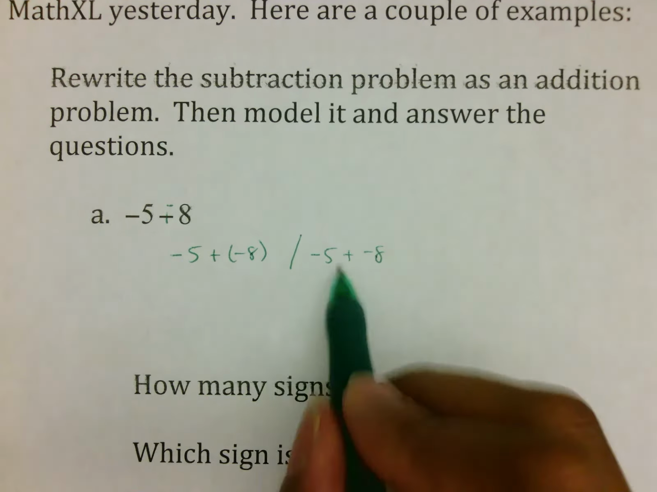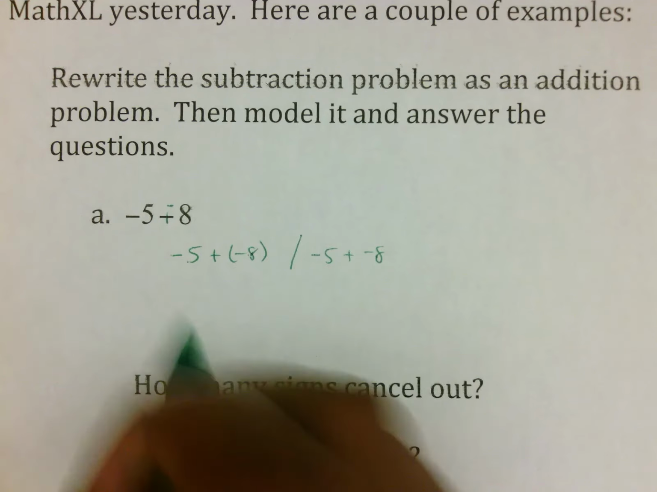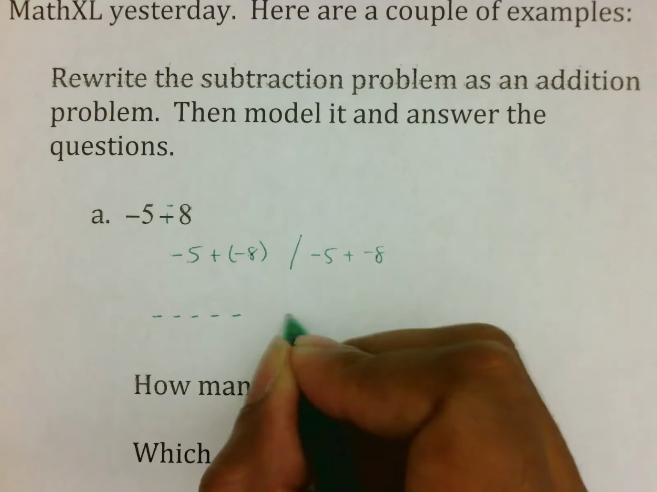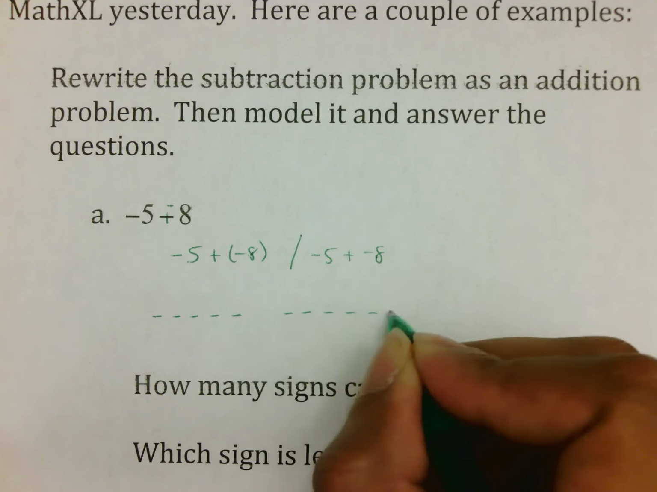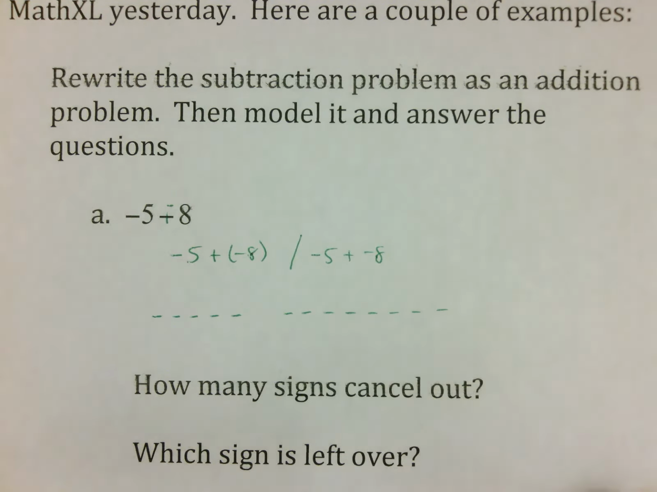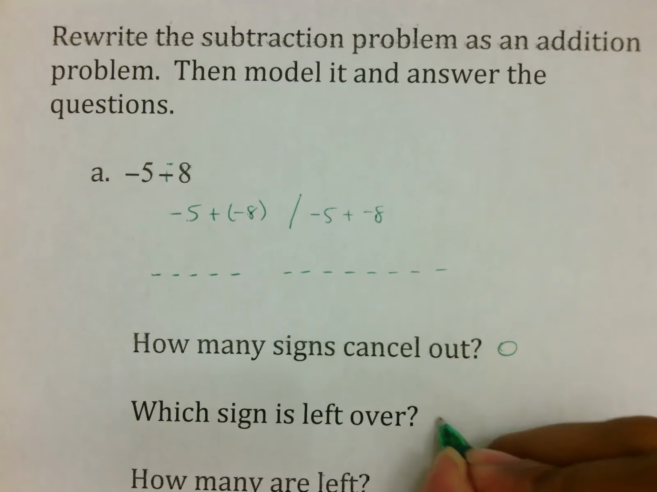The thing is, we put the plus sign so we know we have a -5 and a -8. And when we go to model it, which is going to be the next box, you put 5 negatives and 8 negatives. 3, 4, 5, 6, 7, 8. The question of how many signs cancel out comes up. Of course, they're all negatives, so none of them. Which sign is left over is the negative.